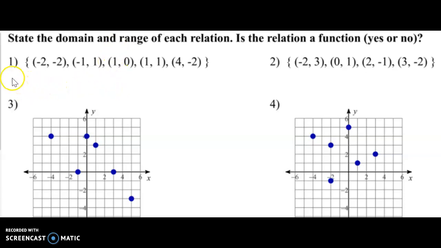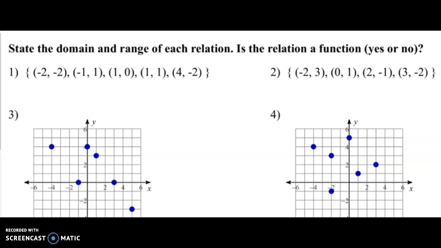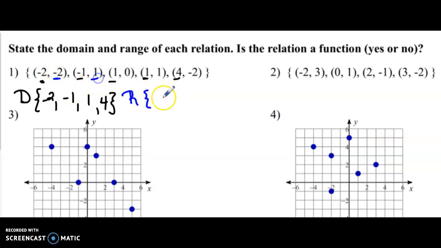First thing I'm being asked to find is the domain. So when I look for my domain, I'm looking for all of my x values. So I've got -2, -1, 1, and 4. Notice that I didn't write 1 twice, and I didn't do that because you don't need to write the numbers twice. My range is going to be my y values. So again, I have -2, +1, 0. Again, I have another +1 that I don't need to write, and another -2 that I don't need to write.